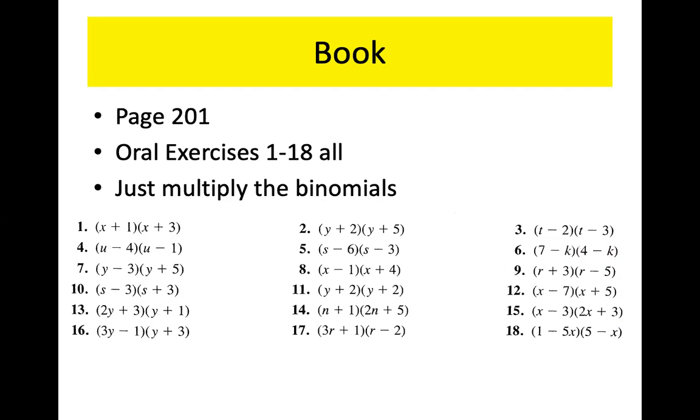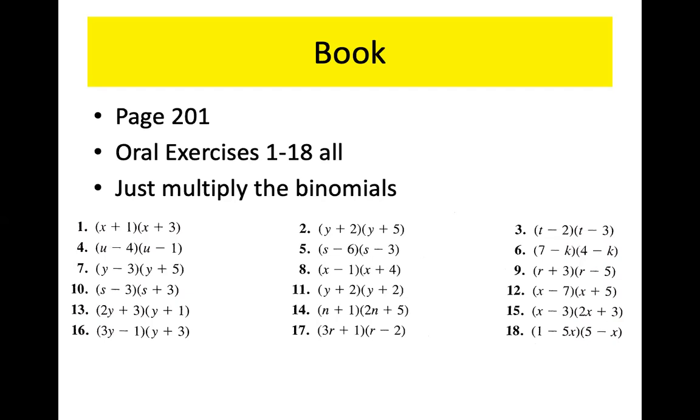Yes, Haley. For number 8, it's x minus 1 times x plus 4. So for that one, remember the middle part: negative 1 times x is negative 1x. The outer part would be 4 times x, which is 4x. So you get 4x minus 1x, which is 3x. So it would be x squared plus 3x minus 4.